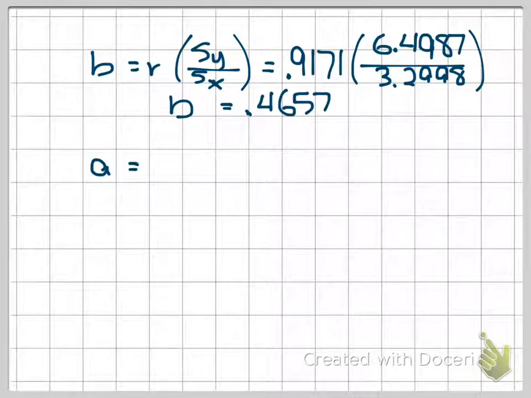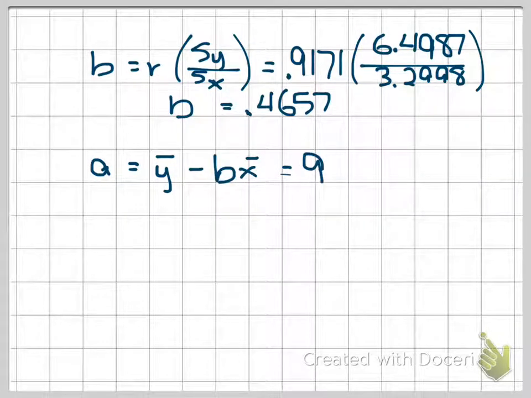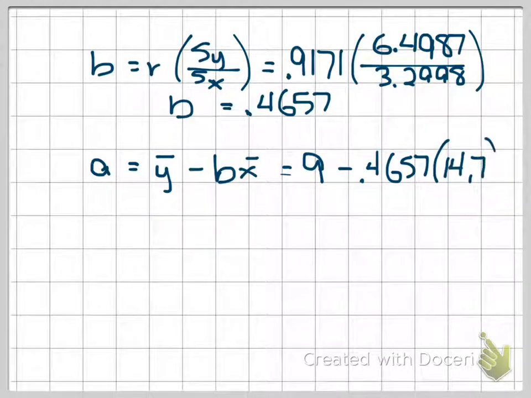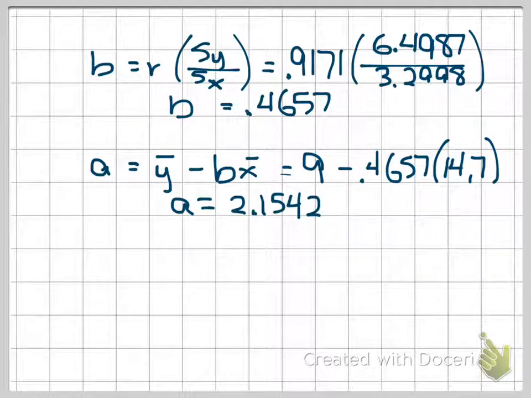We can also calculate A, which is the mean of y minus the slope times the mean of x. So the very same slope that we just figured out, we're going to use again. So the mean of y is 9 minus 0.4657 times 14.7. That gives us a y-intercept, or an A, value of 2.1542. Double check. Those two values are going to allow us to have our LSRL, or our least squares regression line.